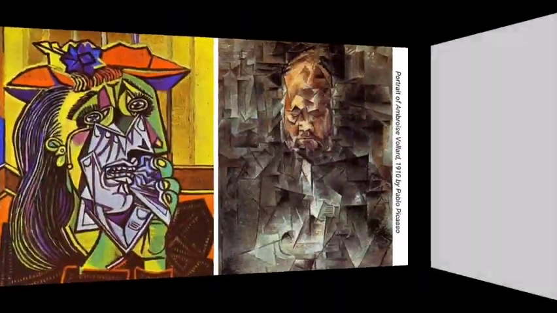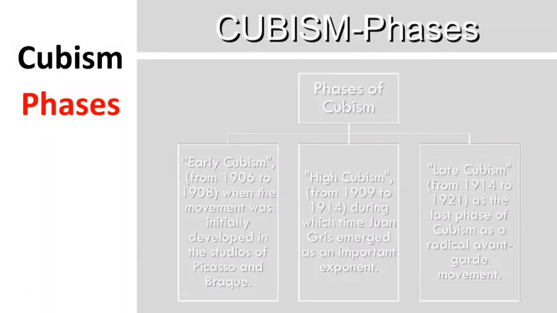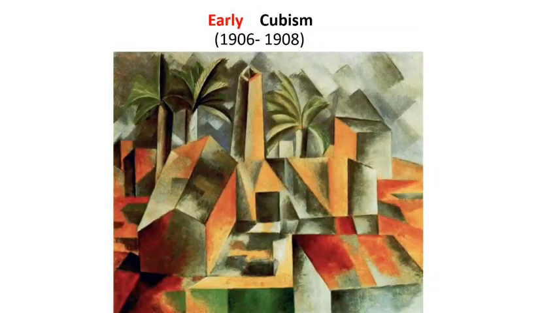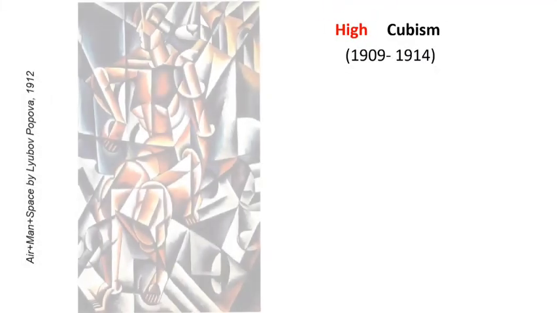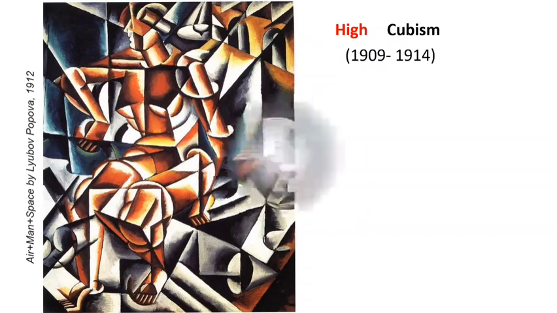There are three phases in Cubism: early Cubism, high Cubism, and late Cubism. Early Cubism lasted from 1906 to 1908, when the movement was initially developed in the studios of Picasso and Braque. High Cubism lasted from 1909 to 1914, during which time Juan Gris emerged as an important exponent. Late Cubism, from 1914 to 1921, was the late phase of Cubism as a radical avant-garde movement.